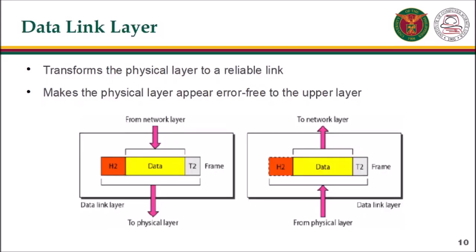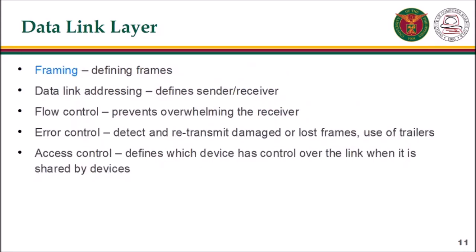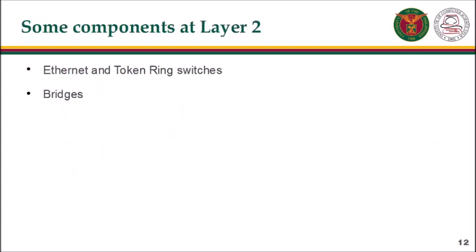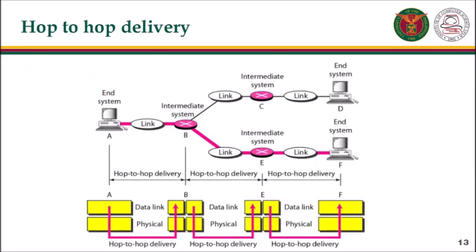The data link layer transforms the physical layer to a reliable link. It makes the physical layer appear error-free to the upper layer. Some of the functions of the data link layer are framing, data link addressing, flow control, error control, and access control. Some components are the switches and bridges. One of the main functions of the data link layer is the hop-to-hop delivery.